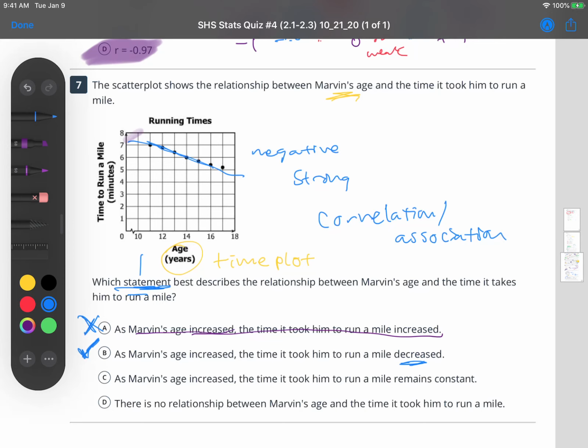As Marvin's age increased, as I go in this direction, the time it took him to run the mile remains constant. So does it remain flat? Does it go like that? No, it doesn't. And then the last one, there is no relationship between Marvin's age and the time it took. Remember, no relationship basically means R is 0, but that's not the case. So the correct answer is B.